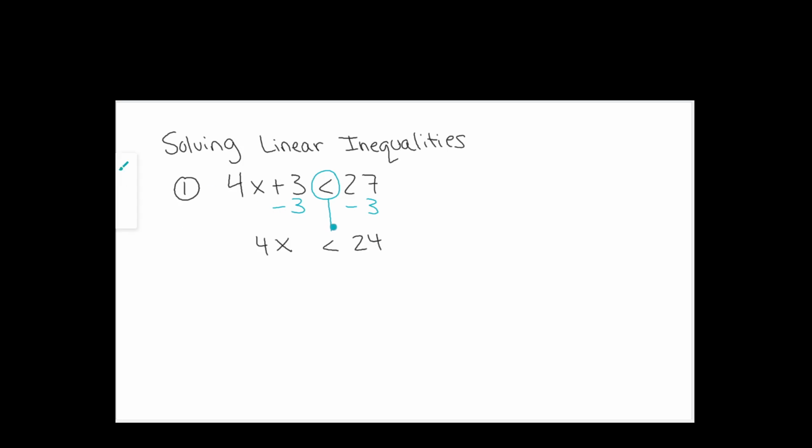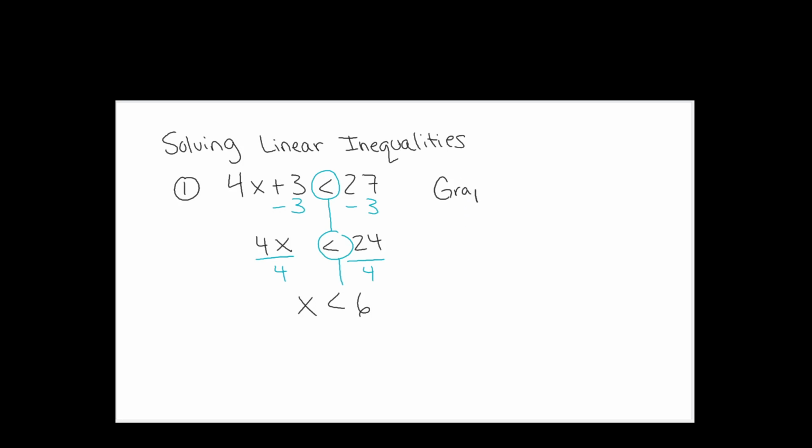And now we go on to multiplication, or in this case division, and we are going to divide by 4. Now we're dividing by a positive number, so we do not have to worry about this inequality sign flipping. It stays in the same direction. 4 divided by 4 is 1. We're left with x. And 24 divided by 4 is 6. Now this is a statement. It is not a solution. So you need to either graph, use interval notation, or use set notation to write your final solution.